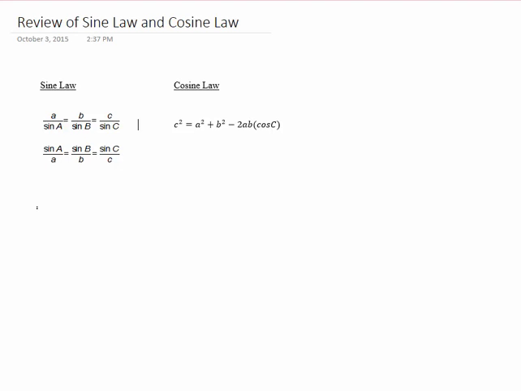In today's video, we're going to review sine law and cosine law from last year. Both of these formulas can be used when we're dealing with non-right angle triangles. Remember that our lowercase letters represent side lengths, so maybe you want to add this in your notes. Lowercase letters are the side lengths, and all of our capital letters represent our angles in degrees.